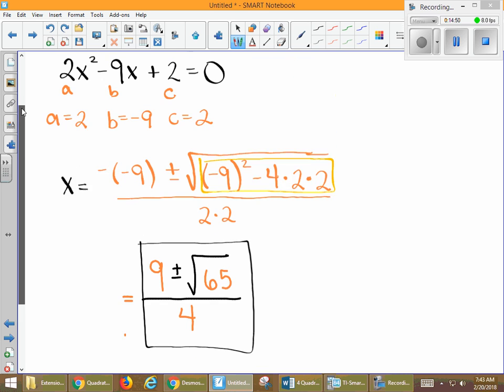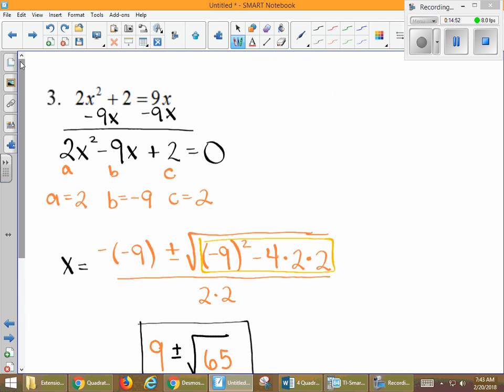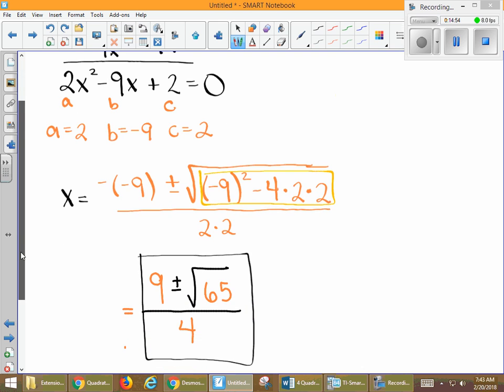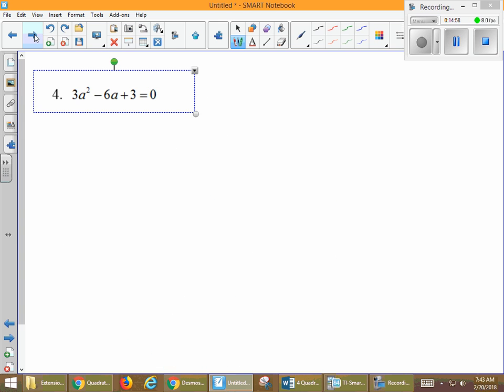So those are the first 3 examples. Hopefully that was helpful to get you going. I think the best thing to do with these, again, like if you were going to start number 4, label. A is 3, B is -6, C is +3, and then plug into your formula.